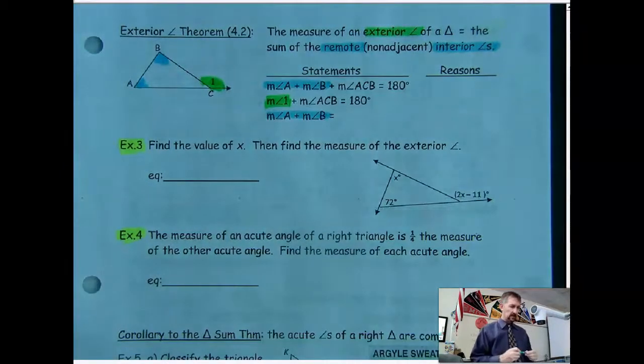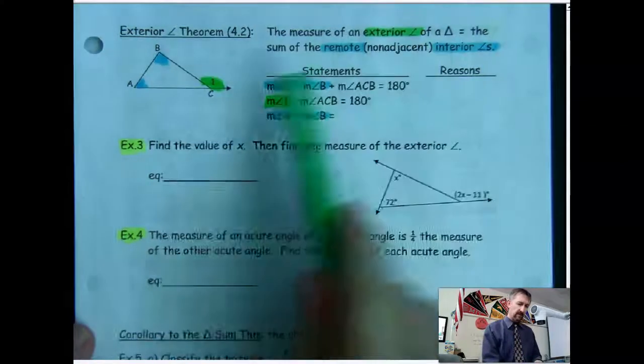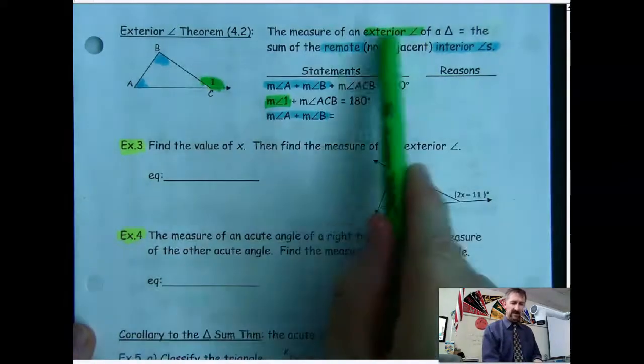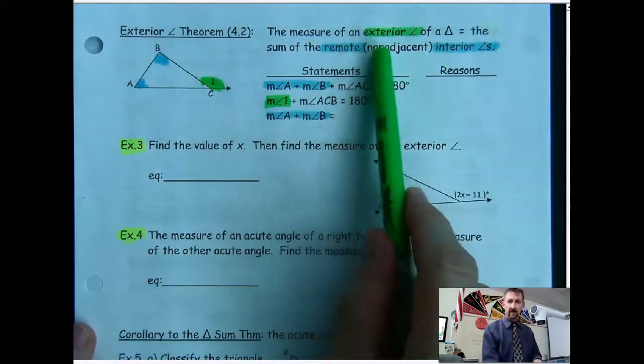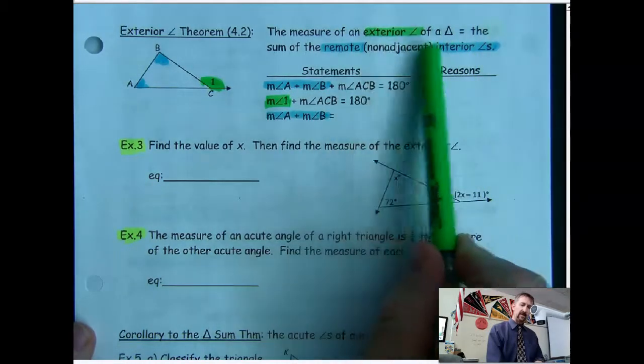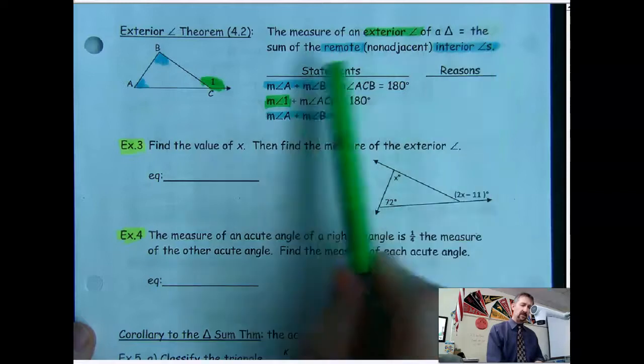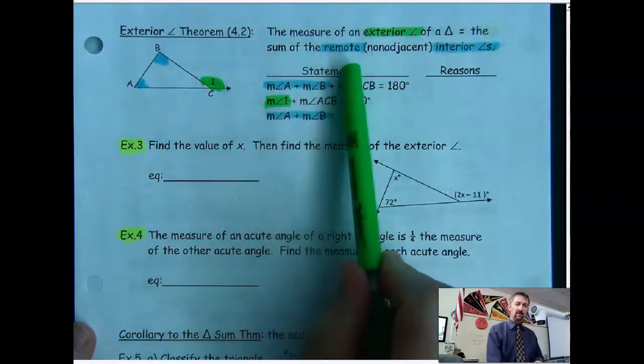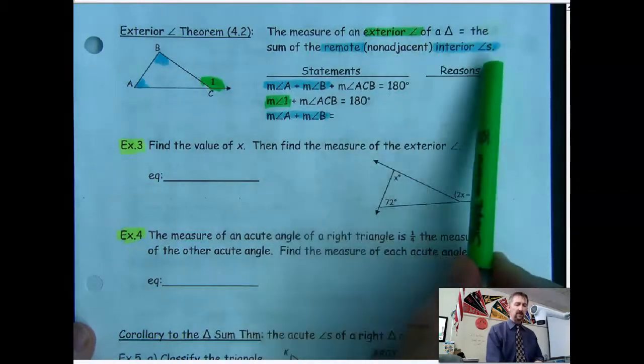Okay, so the measure of an exterior angle of a triangle, that's an angle on the outside, the exterior, like the outside of your house. The measure of an exterior angle of a triangle is equal to the sum of the remote, non-adjacent interior angles.